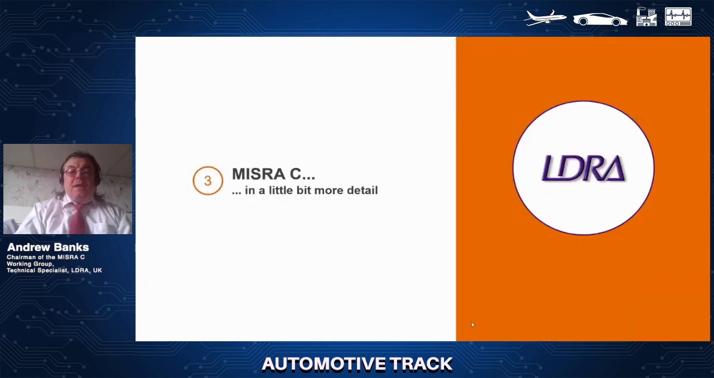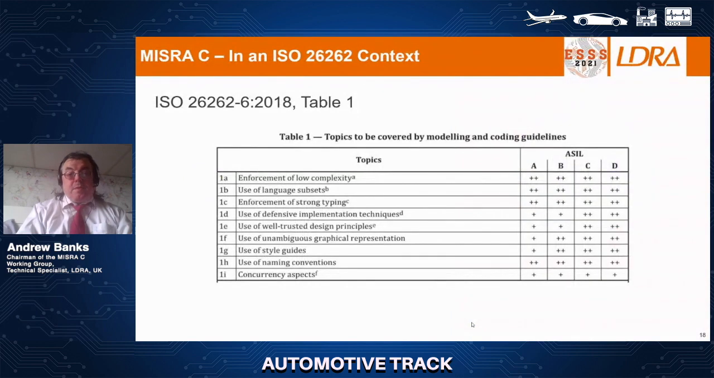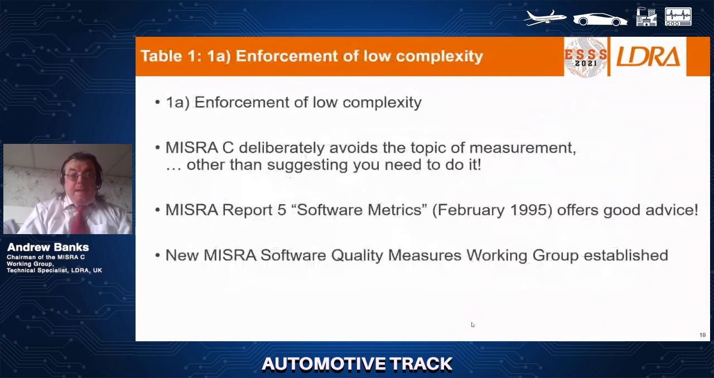So let's go into a few of these in a little bit more detail. So back to table 1. Number 1, enforcement of low complexity. Well, let's start with one that MISRA C doesn't mention much. We deliberately don't get into the topic of measurement and metrics, other than saying you need to do it. But back in 1995, MISRA published a report on software metrics, which offers good, sound advice. And more recently, a software quality measures working group has been established within MISRA to look at the whole topic of software metrics and how we improve the measurement of software quality.